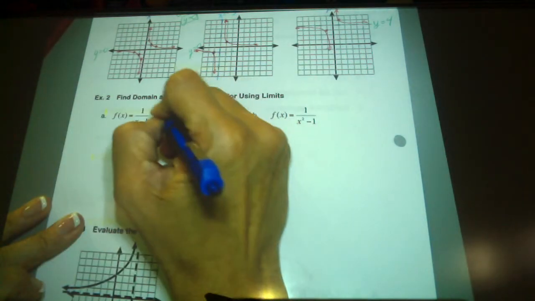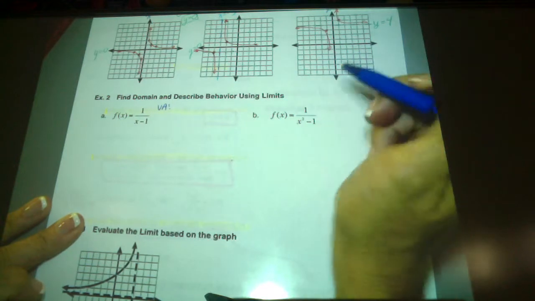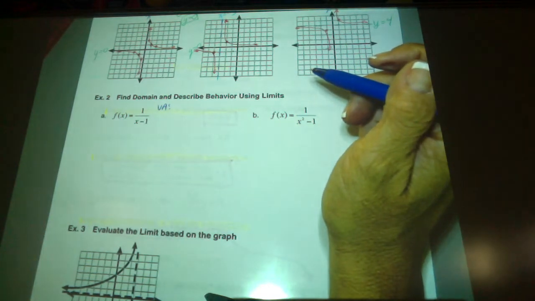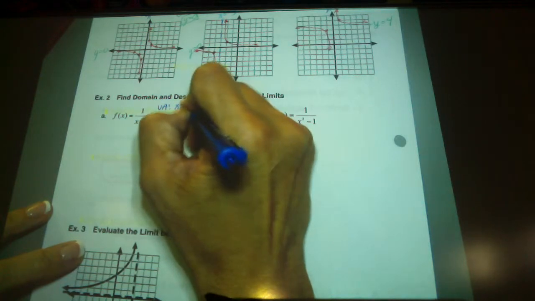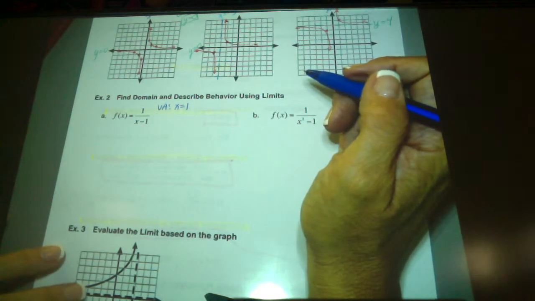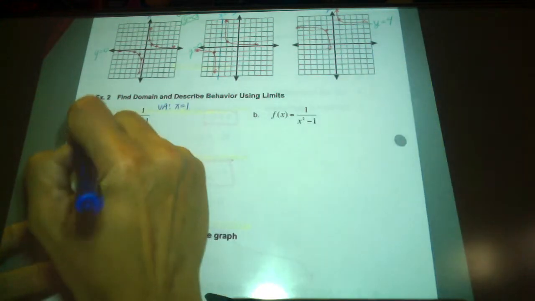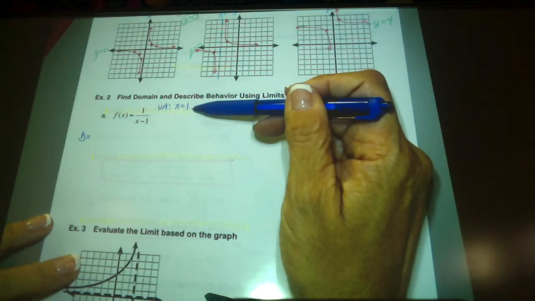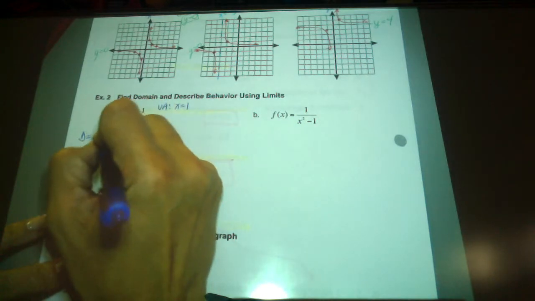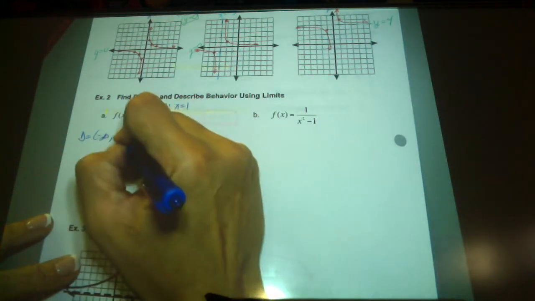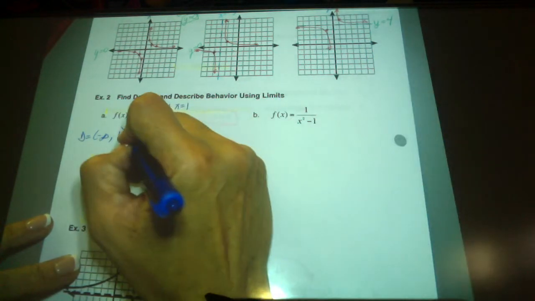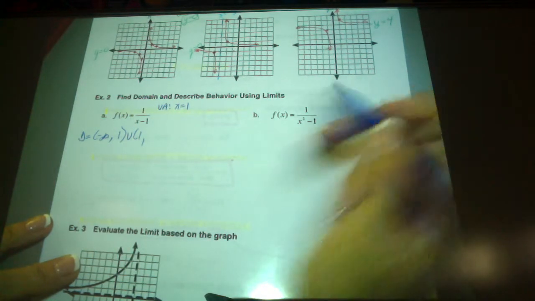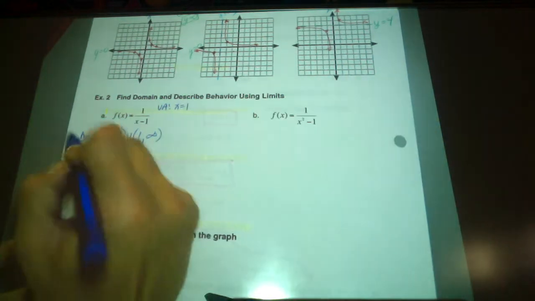To find my domain, if I were you, I'd be finding my vertical asymptote. What's my vertical asymptote? Say it properly. It's x equals 1. You've got to write it as an equation. So if that's the case, then my domain is cut only at 1. So I go from negative infinity, I hit that restricted value of 1, I don't want to include it, so I have a parenthesis. Union that with, start with a 1 again, and go to positive infinity. So there's your domain.